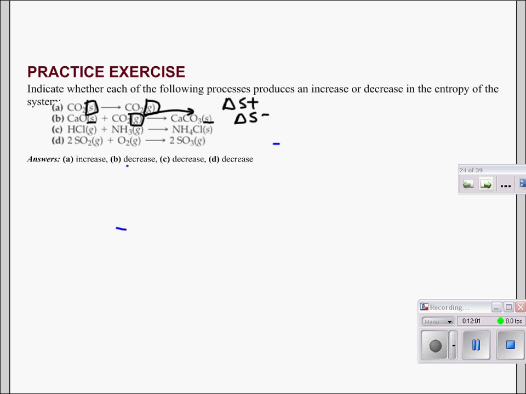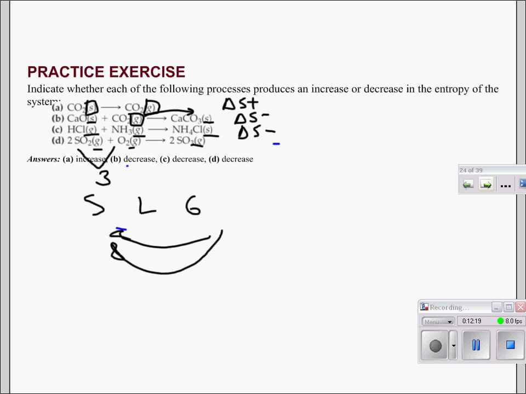If you look at the next one, a gas, gas, and a solid. Same thing. Using the SLG rule, you're going this way. Looking that way, your delta S value is going to be negative. Last but not least, they're all gases. Then you have to look at total number of moles. I have 3 moles on that side, 2 on that side, so therefore my delta S value is also going to be negative. All right.